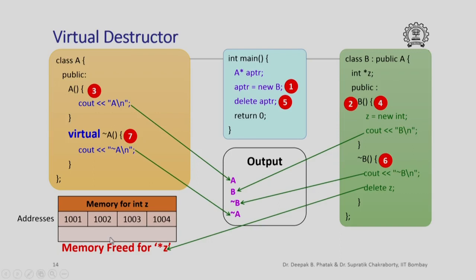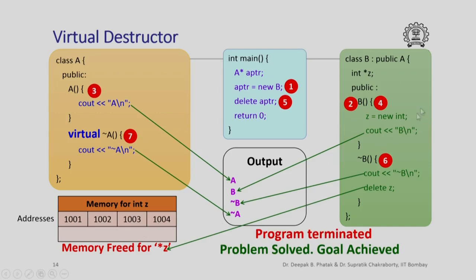We have actually freed up the memory that was allocated for a new integer in the constructor for B even when I said delete APTR. And how did we do this? By using virtual destructors, just like we used virtual methods earlier. When I say delete APTR and the destructor of the base class is declared as virtual, I must first find out what APTR is really pointing to and call the destructor of the appropriate derived class.